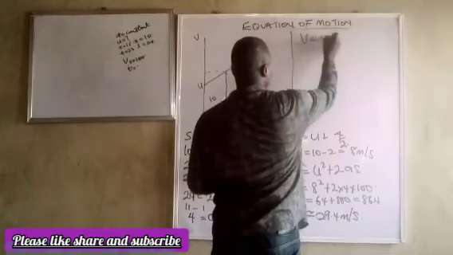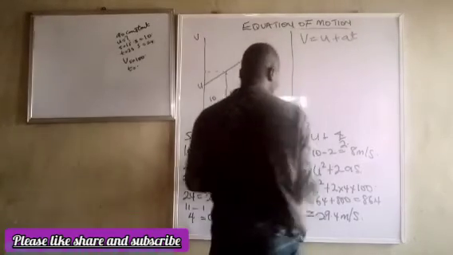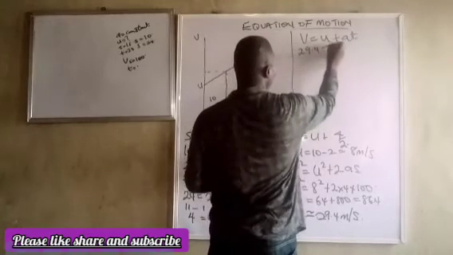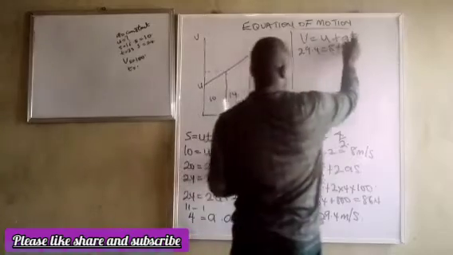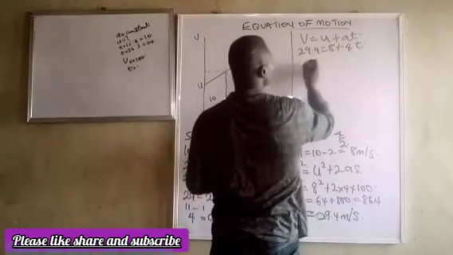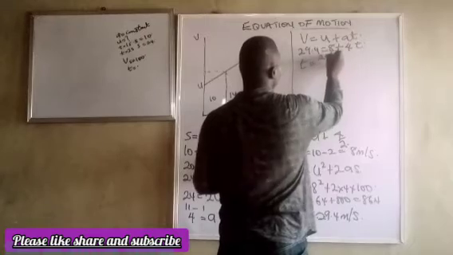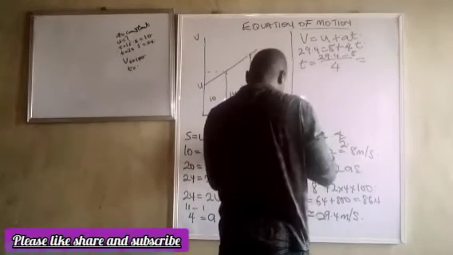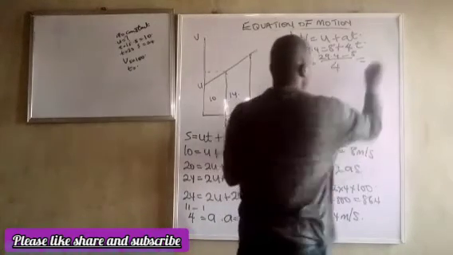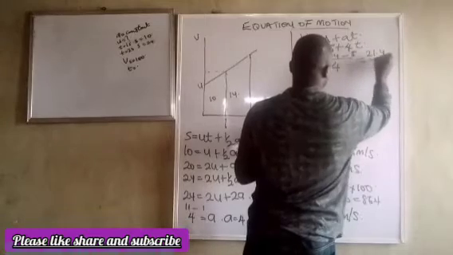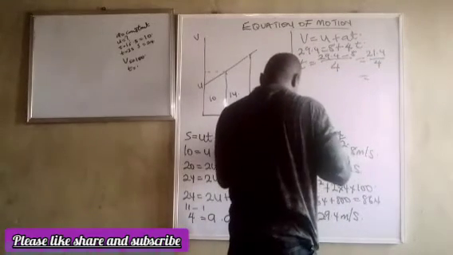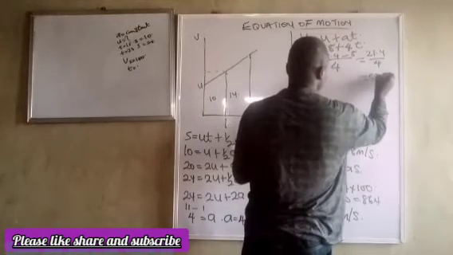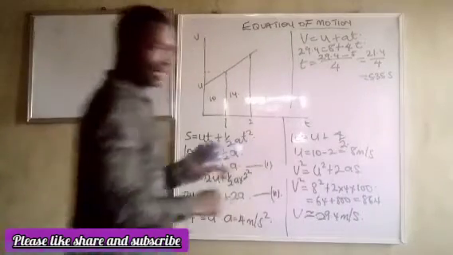v equals u plus at. And what is our u? We find it to be 8. 29.4 equals 8 plus at. What is our a? 4. So t will be equal to 29.4 minus 8 over 4, which will be 21.4 over 4. That is 5.35 seconds after.